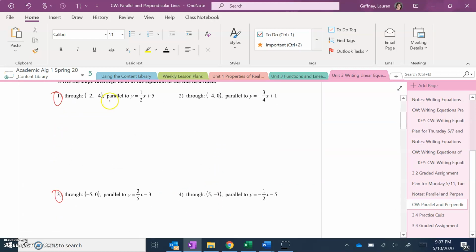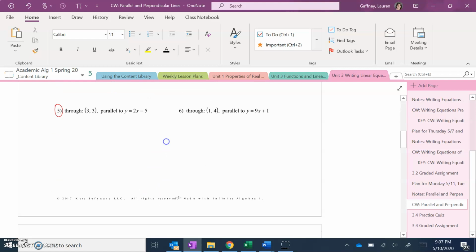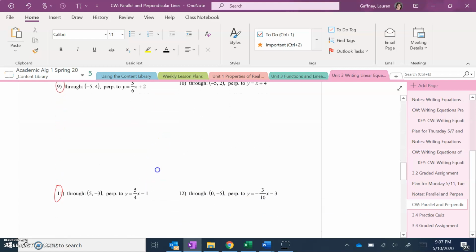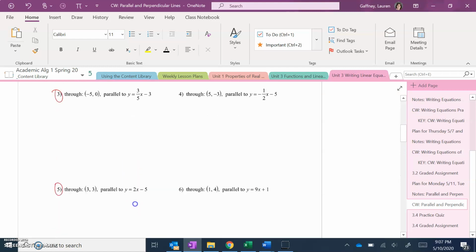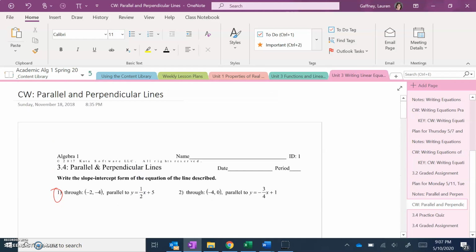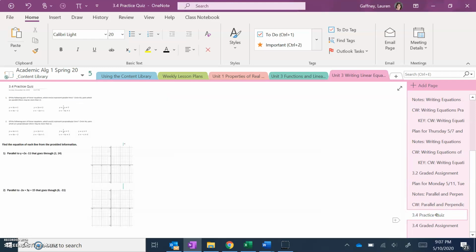So on this next file, you're just doing the odds, right? You're doing a couple where they ask for parallel, 3 parallel, and then 3 perpendicular. So these 6 questions are what I did in those last 2 examples, right? Then there's a practice quiz.